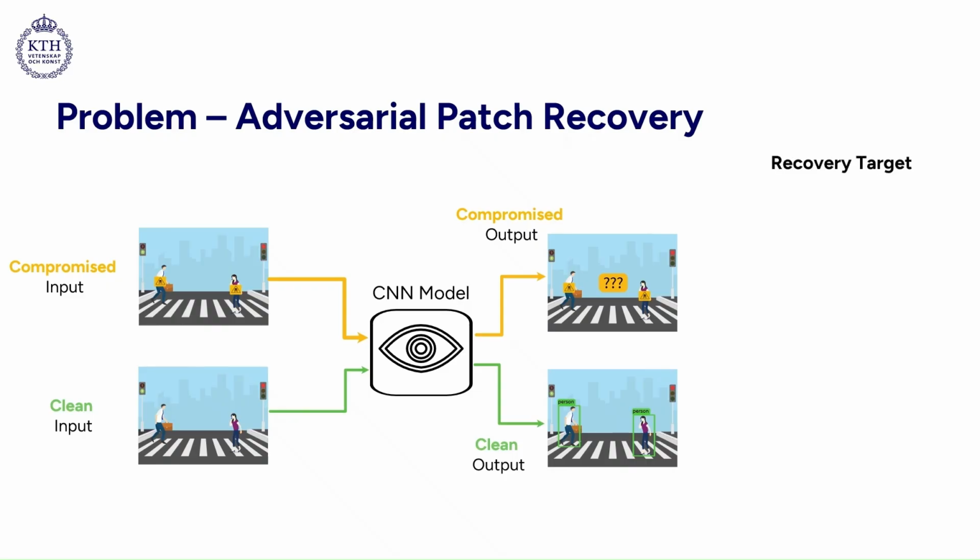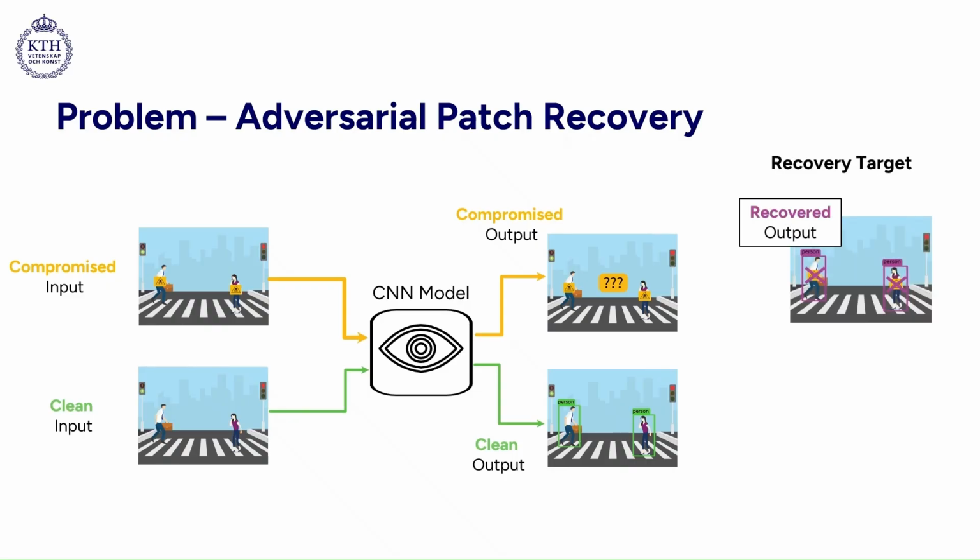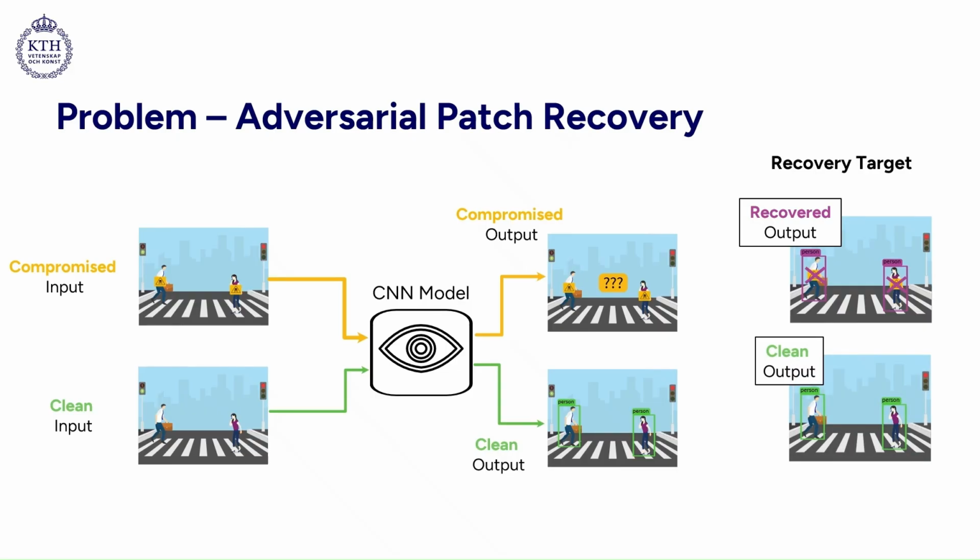Therefore, the goal of recovery methods is to intervene in order to undo the detrimental effect that adversarial patches have on the model's output. It is important to note that we don't know beforehand if an image has been affected by an adversarial patch or not, so recovery methods should also prevent intervening unnecessarily on clean images.